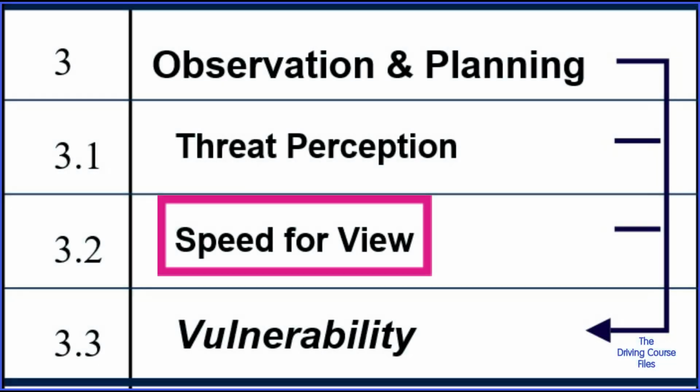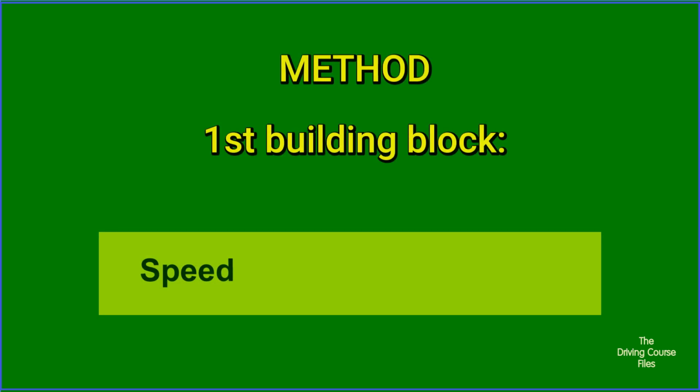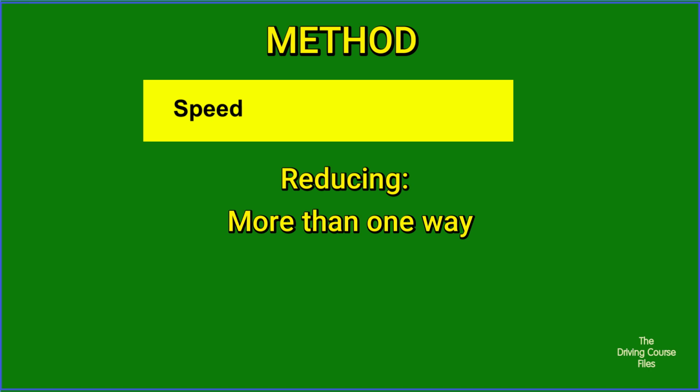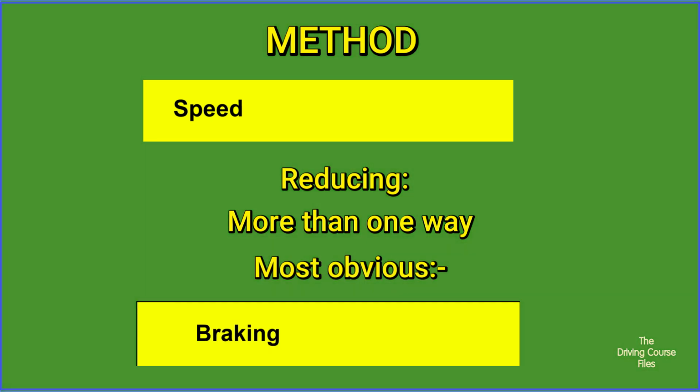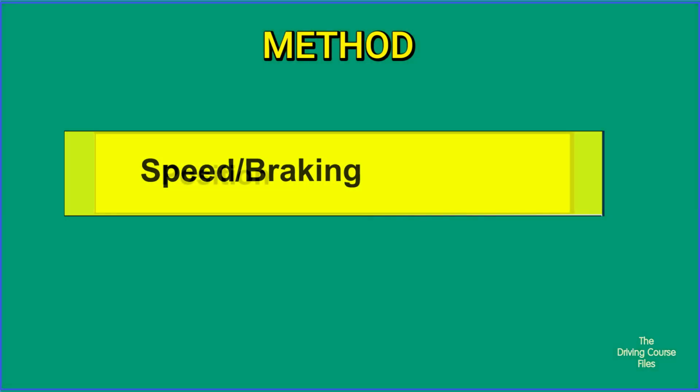In the previous video was the heading Speed for View, about getting the speed right so that one can stop undramatically if things suddenly go pear-shaped in front. So let's start with speed as a key building block. Tied in with speed is very often the need to reduce it. There's more than one way of doing that, one of which is obviously by braking. So now we are not only looking for the right speed for a situation, but also a means of achieving it. This gives us our first building block, speed braking.